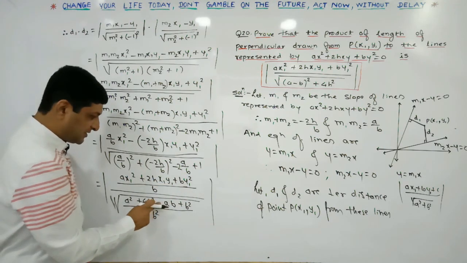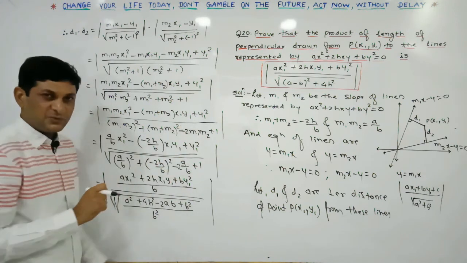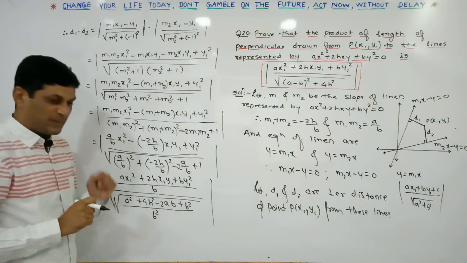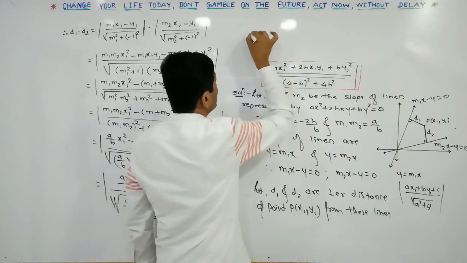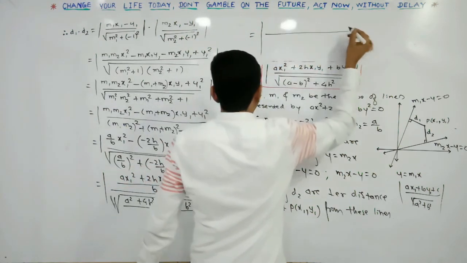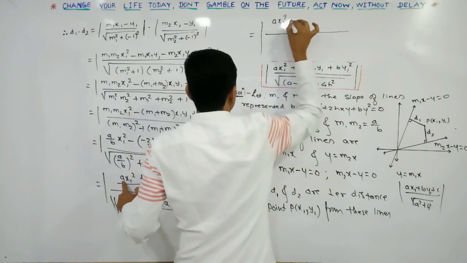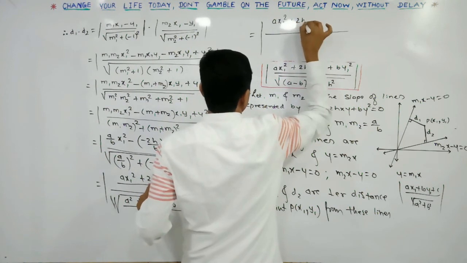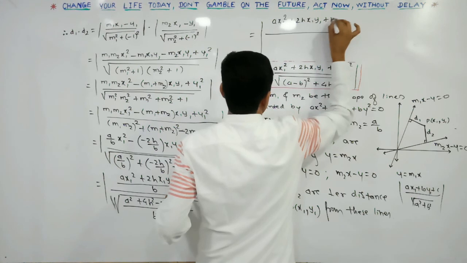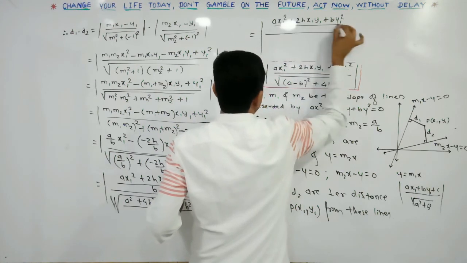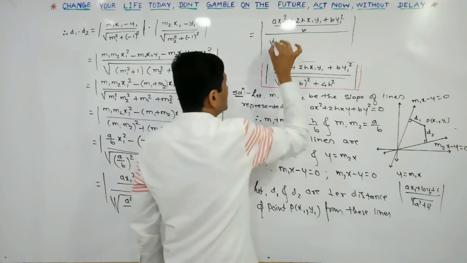Now observe these terms very carefully. Keep this 2 as it is. So minus 2, because here 2 is there, we forgot to write this 2, so here we have got minus 2ab. So now keep this numerator as it is, we are not disturbing the numerator. What is the numerator? Ax1 square plus 2h x1 y1 plus b y1 square divided by b, keep it as it is. So now we are simplifying this denominator.